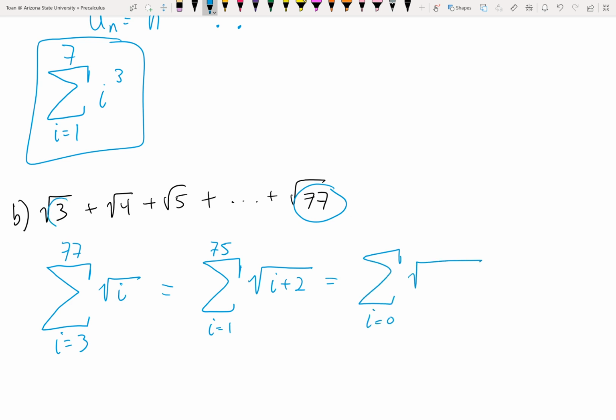Again, what number would I have to add to 0 to give me a 3? Well, that's easy. That's plus 3. And similarly, for the upper bound here, what number, since I've already settled with plus 3, would I have to add to get to 77? That's 74. So all three of these guys are equivalent. All three of these will give you the same sum.